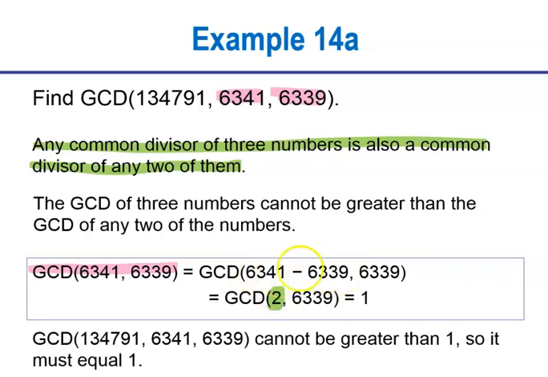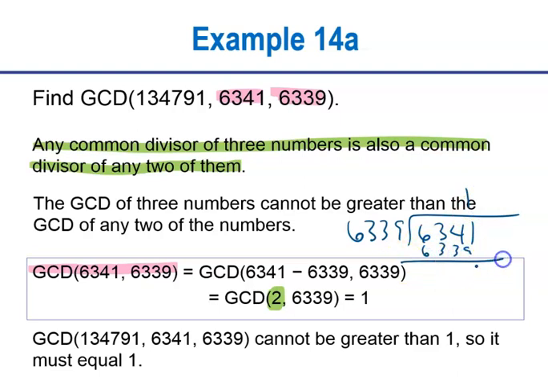They wrote it as a subtraction problem, but I'm really thinking about it as a division problem. 6,339 divides into 6,341 one time, and that's going to give us a remainder of 2. The subtraction they did is this part right here. So, the greatest common divisor of 2 and 6,339.